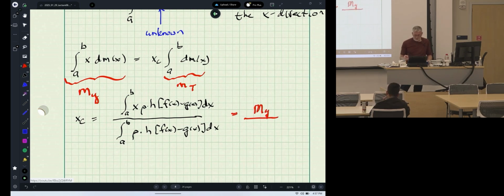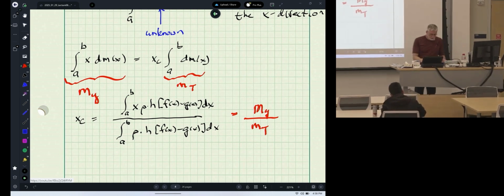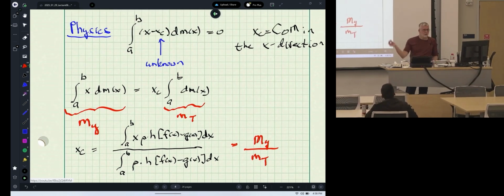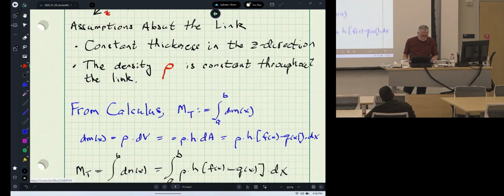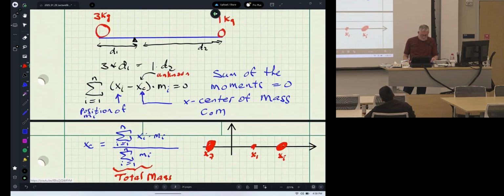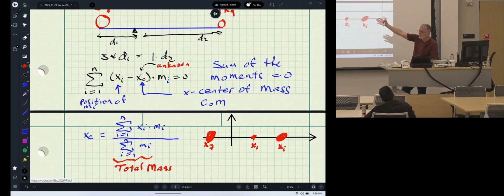The moment about the y-axis divided by the total mass. So that's the x position of the center of mass. Okay, so it's still not much more complicated than when we got area, but it's the same general idea. We started with one simple principle from physics, that the moments need to balance. And if you understand that for a discrete mass, all we did was replace the sum with an integral, because that's what an integral is.